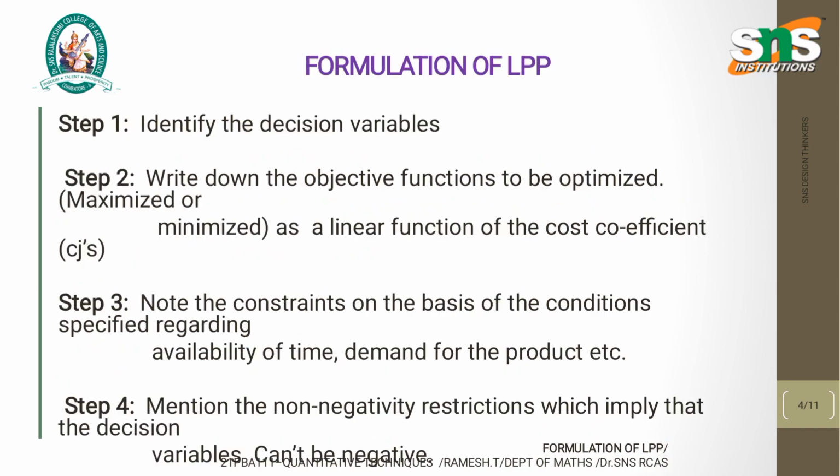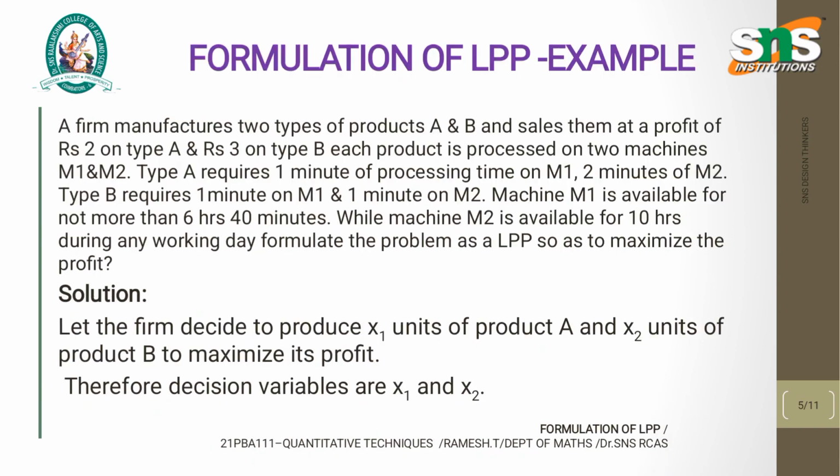So how do we formulate the given problem as LPP? We follow the following steps. Step 1, identify how many decision variables. Step 2, write down the objective function to be optimized, either maximized or minimized, as a linear function of the cost coefficients. Step 3, note the constraints on the basis of the conditions specified regarding availability of time, demand of the product, etc. Step 4, mention the non-negativity restrictions, which imply the decision variables are non-negative.